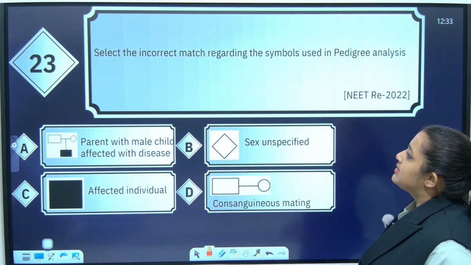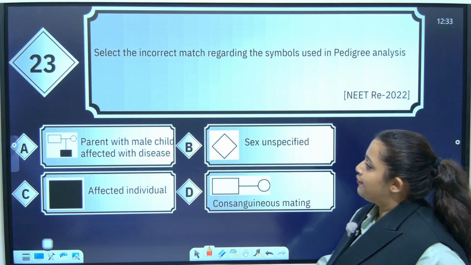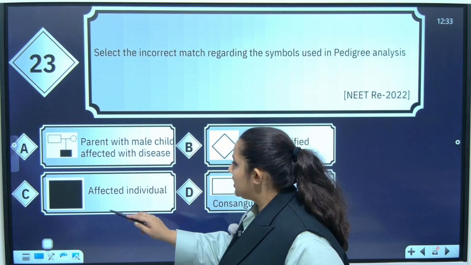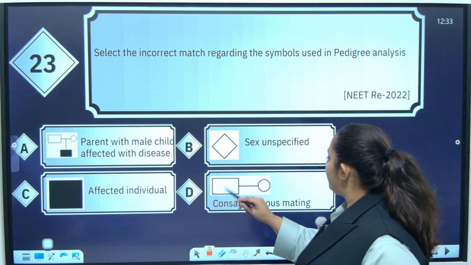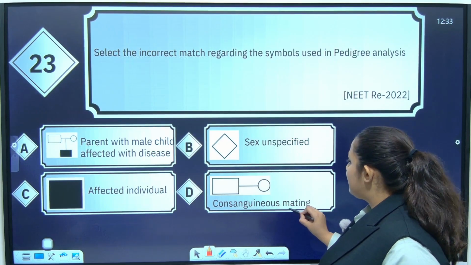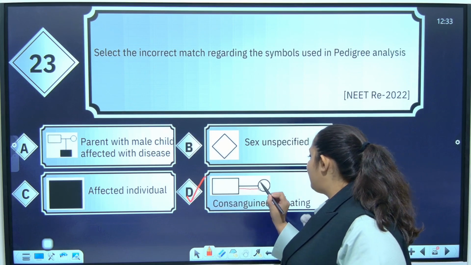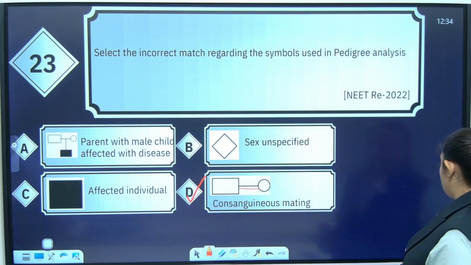Next one. Select the incorrect match regarding the symbols used for pedigree analysis. First one shows parent with male child affected with a disease, affected individual, sex unspecified, consanguineous mating. Here, beta, this is wrong. Why? Because here you should have one more line to make it correct. Okay, so this is the answer.